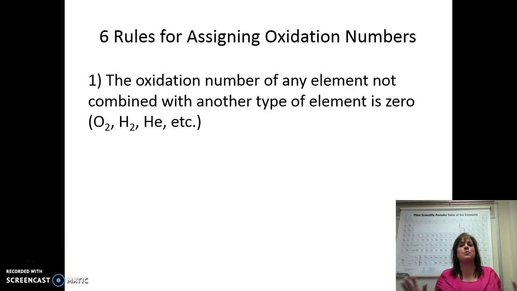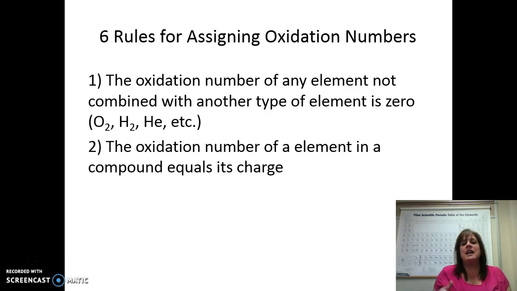All right, so there are 6 rules for assigning oxidation numbers. The first one is that anything that is combined with itself or by itself is 0, so no charge. So it's something that's not combined with another element. So if it's combined with itself, that's okay. O2, H2, F2 would be an example. Or something by itself, like helium, or any of the metals that can be by itself, like iron, Fe. So if it's by itself, it has an oxidation number of 0.